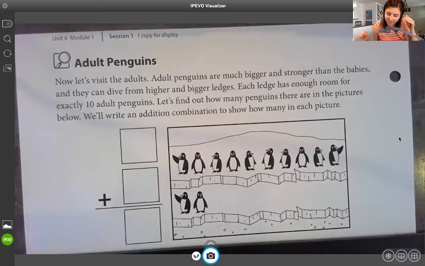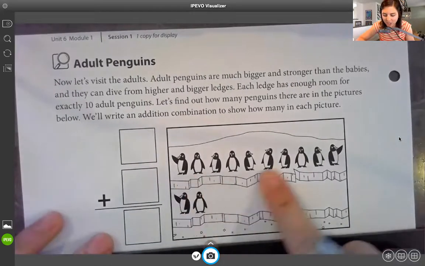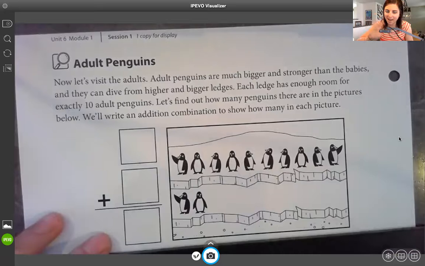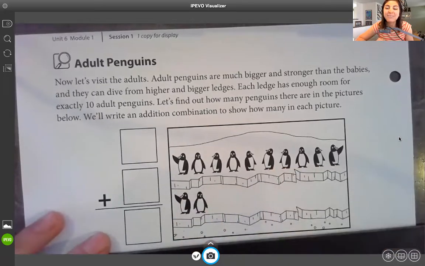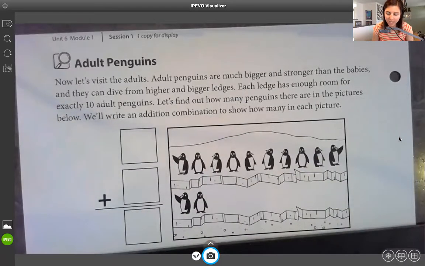Each ledge has enough room for exactly 10 adult penguins. Oh, so now we're getting into larger numbers. Baby penguins can only have 5 on a ledge. Adult penguins can have 10 on the top ledge and 10 on the bottom ledge. So the high ledge and the low ledge. So each ledge has enough room for exactly 10 adult penguins.